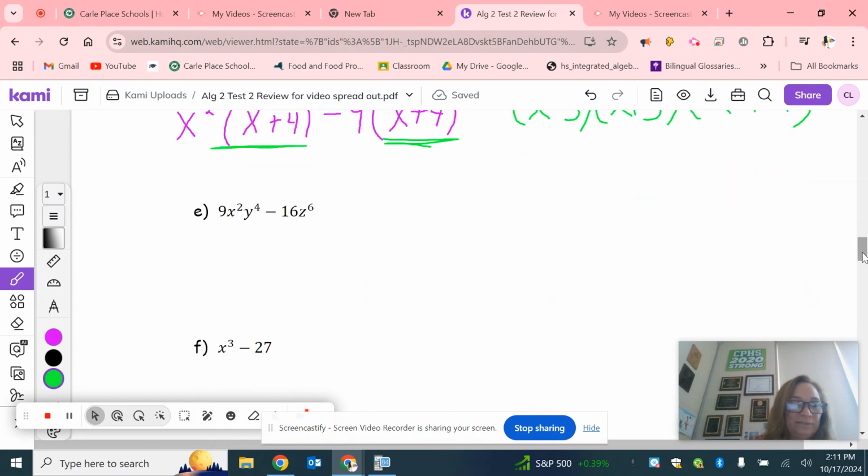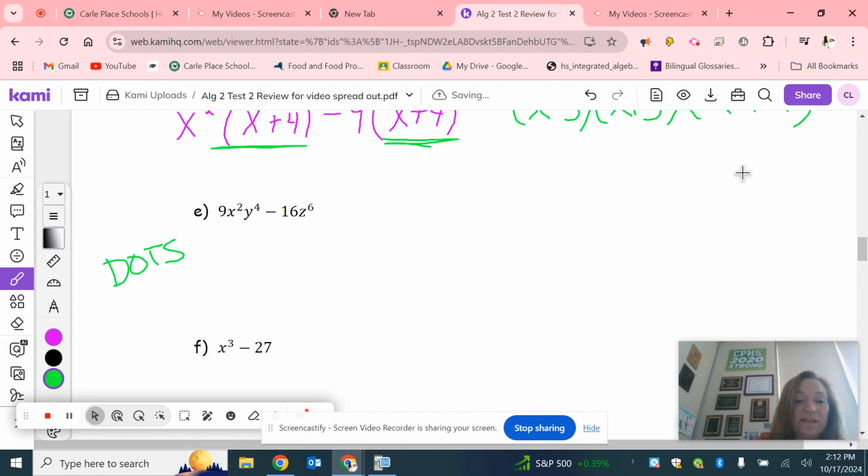All right, letter E. I'm kind of feeling this green right here. Okay, 9's a perfect square, x squared's a perfect square, y to the 4th's a perfect square, 16's a perfect square, z to the 6 is a perfect square. Remember, anything with an even exponent is a perfect square. So even exponent, perfect square. So this is the difference of 2 squares.